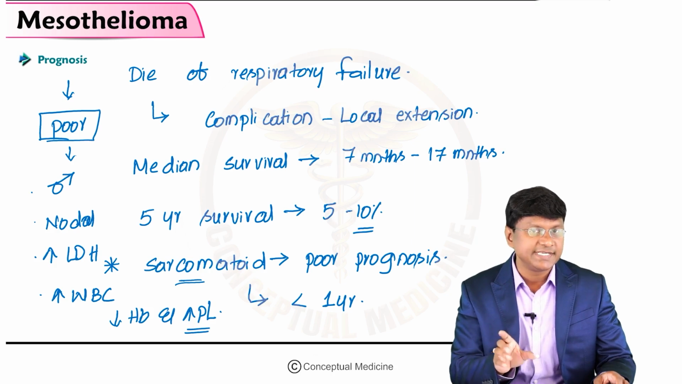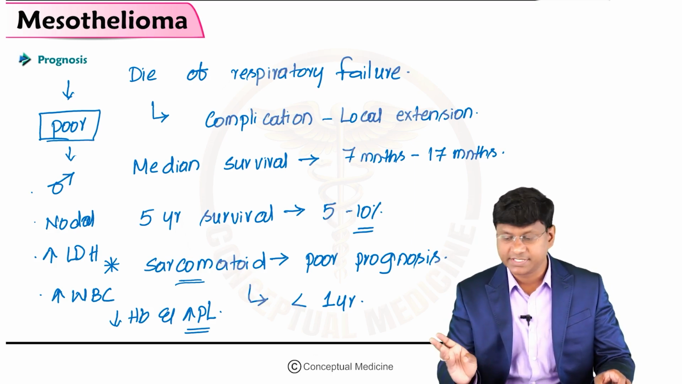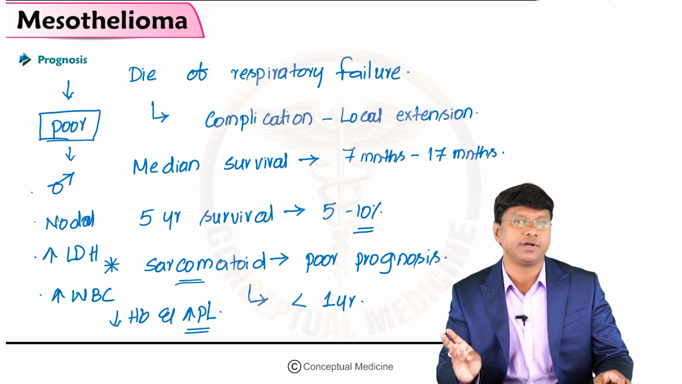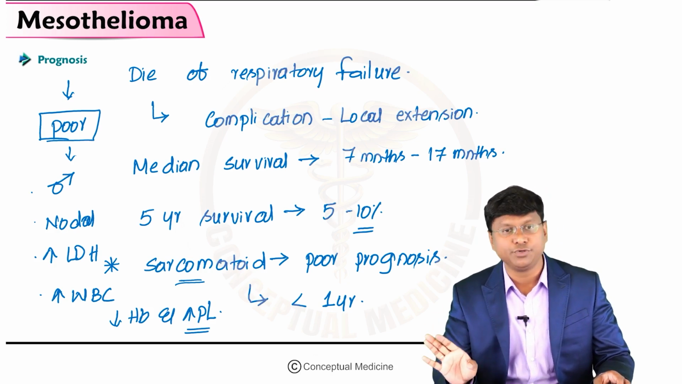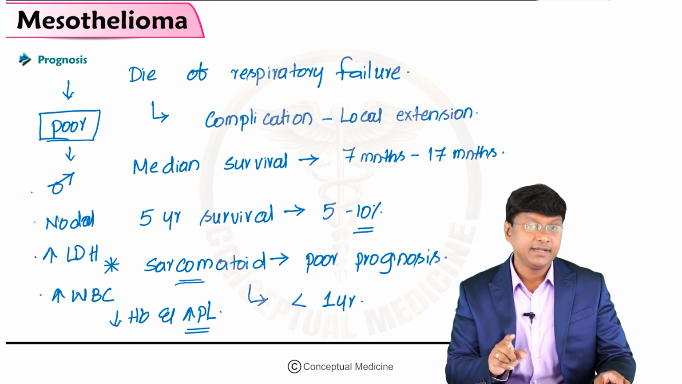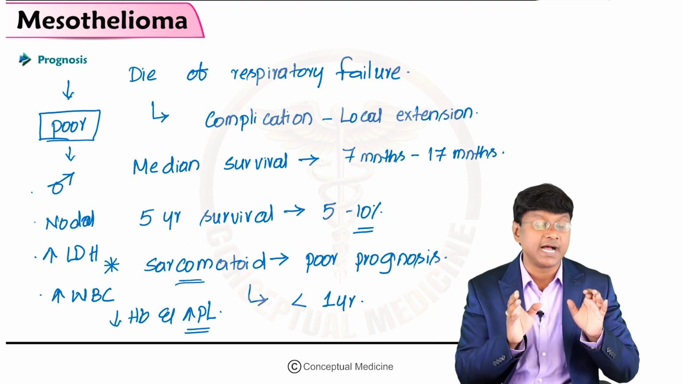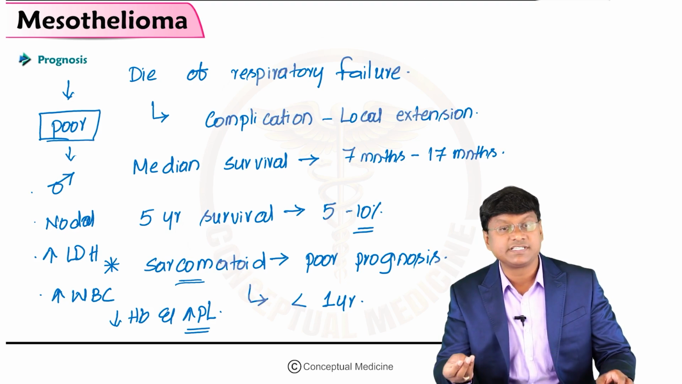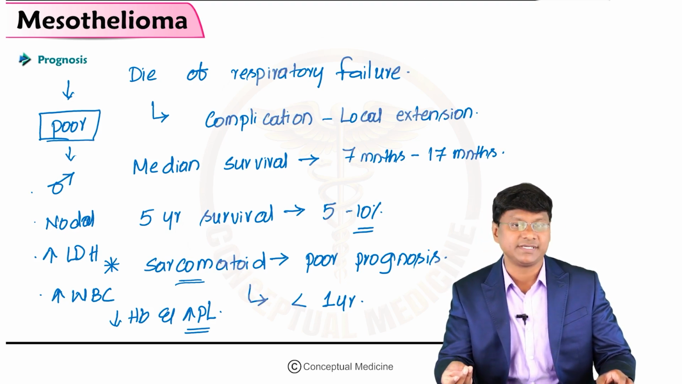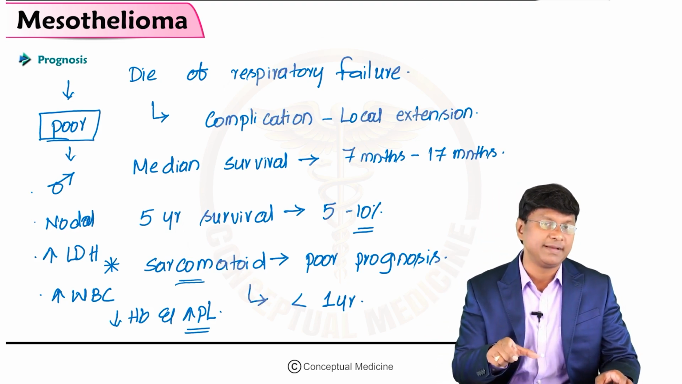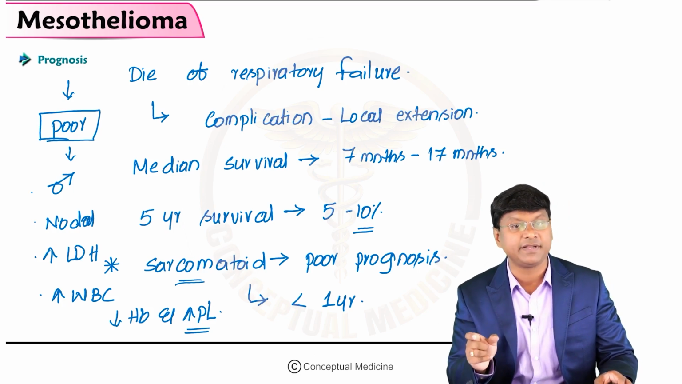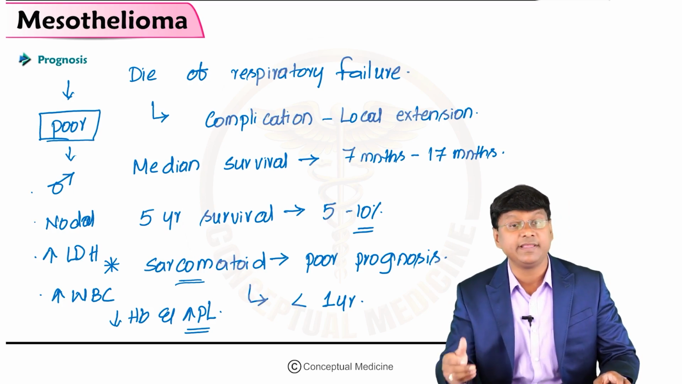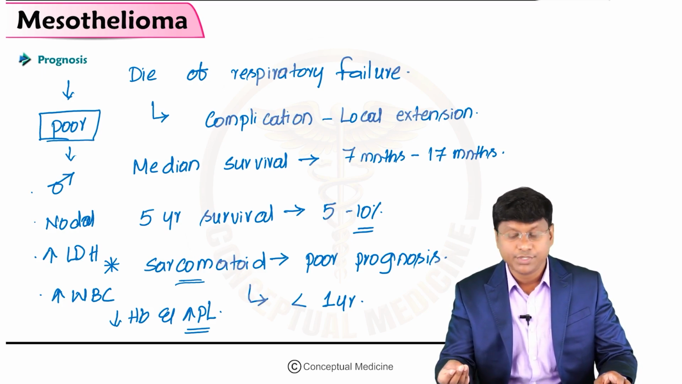For localized disease, surgical options include pleurectomy and decortication or extrapleural pneumonectomy, right? In case of advanced unresectable disease, you need to give cisplatin as well as pemetrexed. But if you add bevacizumab to this combination of cisplatin and pemetrexed, that further improves the overall survival of the individual. And if there is pleural effusion, you need to do drainage.